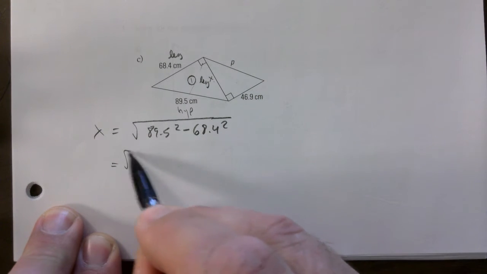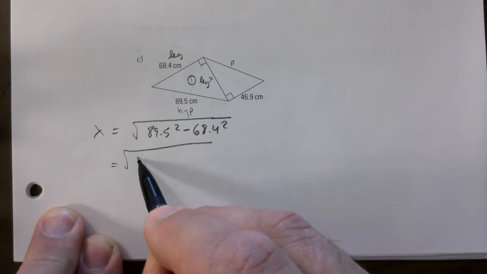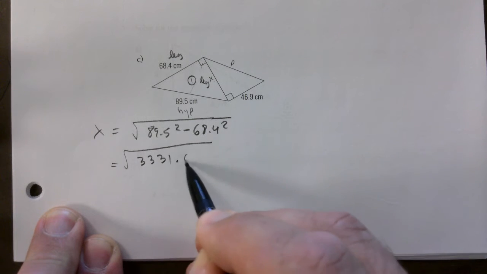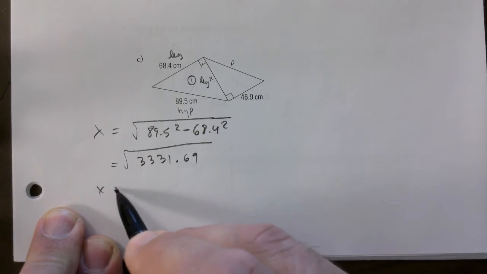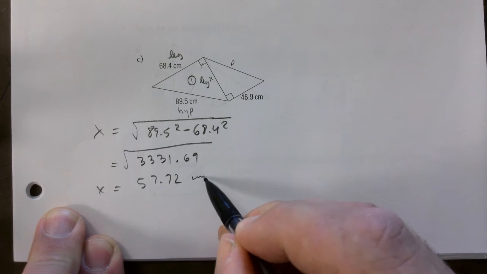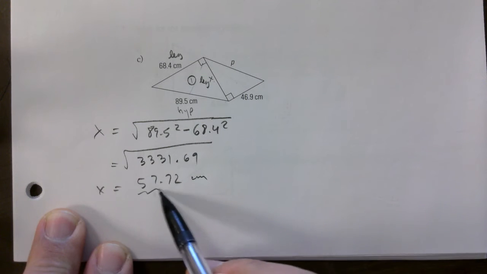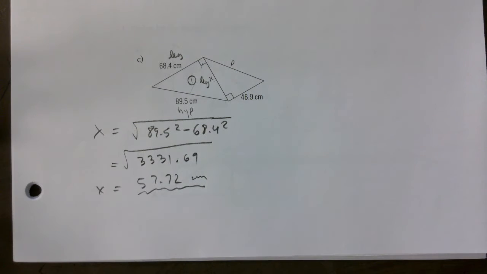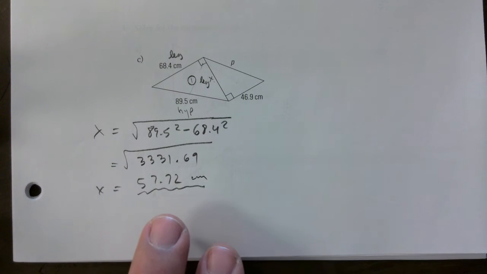And that gives me the square root of 3331.69. So X is going to be 57.72 centimeters. But that's not my answer yet, but that's important to me, because these ones get tricky, okay?